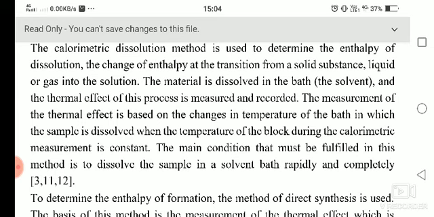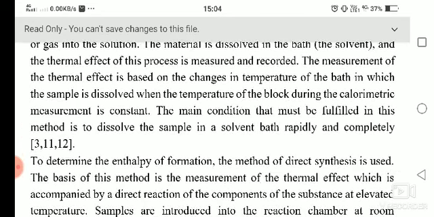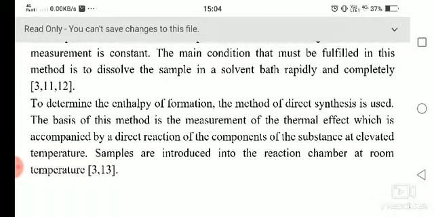The material is dissolved in the bath and the thermal effect of the process is measured and recorded. The measurement of the thermal effect is based on the changes in temperature of the bath in which the sample is dissolved, when the temperature of the block during the calorimetric measurement is constant.